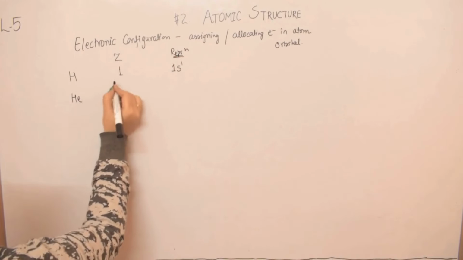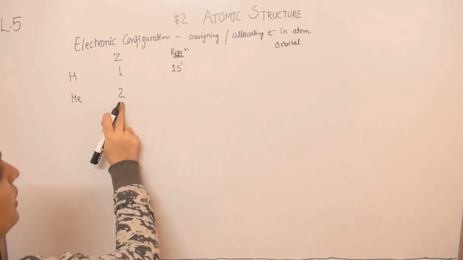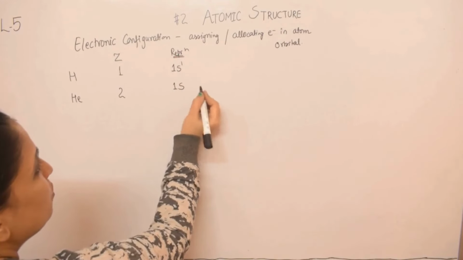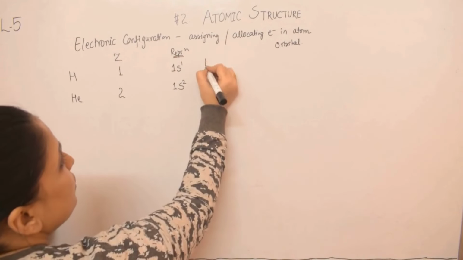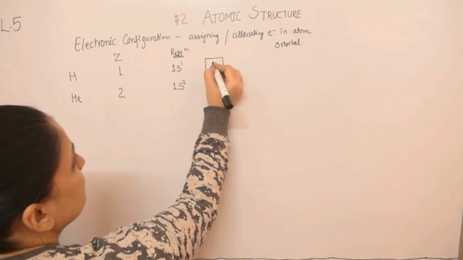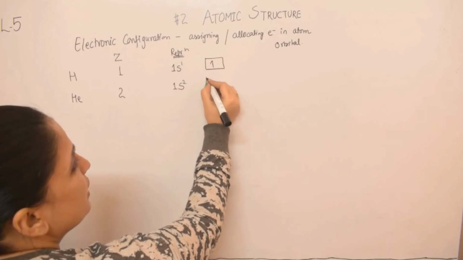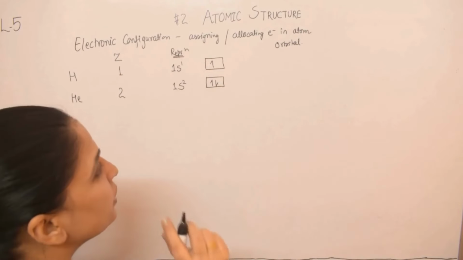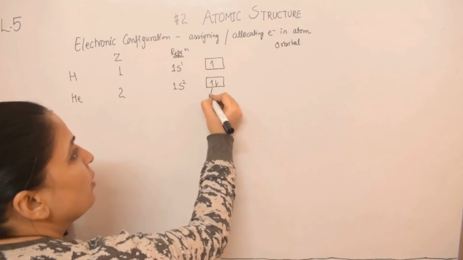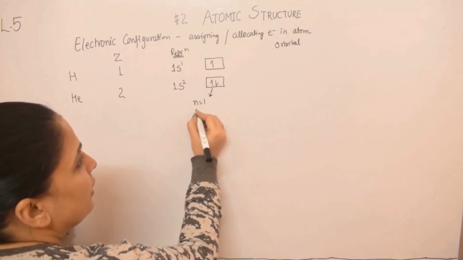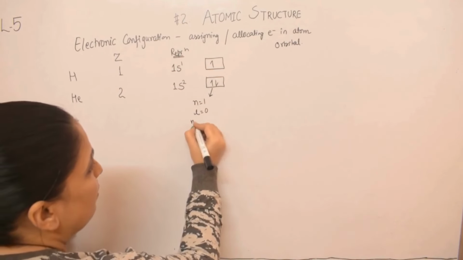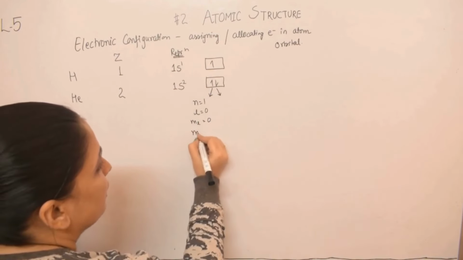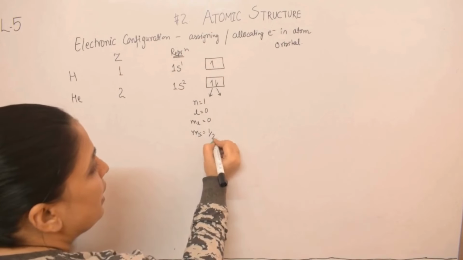For helium, the atomic number is 2. So it means it has 2 electrons in the neutral atom. So 1 electron will go to S and the second will also go to S. So here I can do a boxy representation. Upspin. So the second electron will come here and it will always have the downspin. So this electron will have n value of 1, l value of 0, ml value of 0. So this is common for both the electrons. But the difference comes for the ms value.